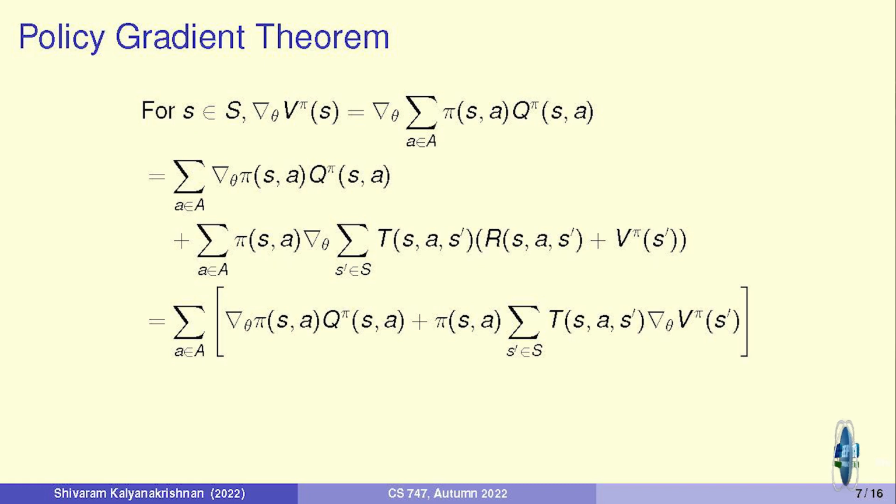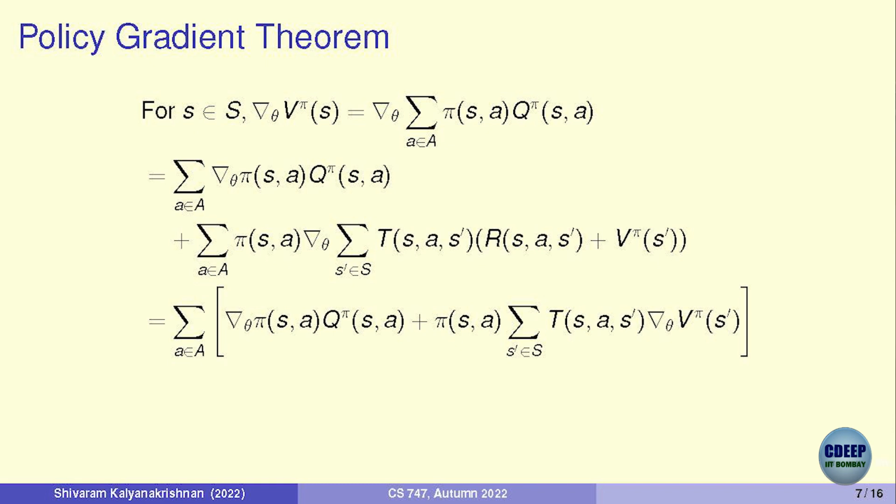So what we have right now after just one step of doing this is that the gradient of V pi of S is a sum over actions of this, which seems like some kind of atomic term, plus you continue to get this gradient again, but now it is multiplied by the probability of being at S prime.